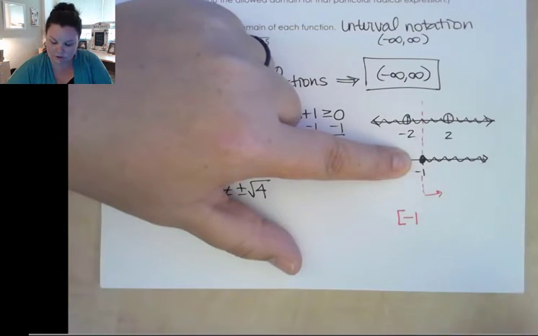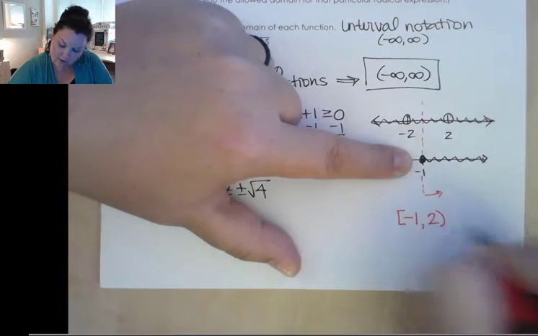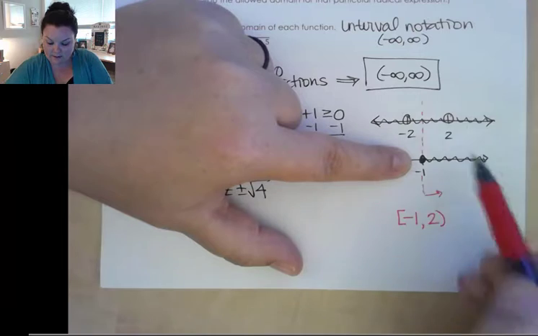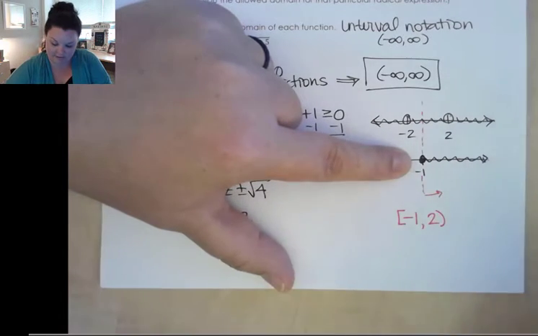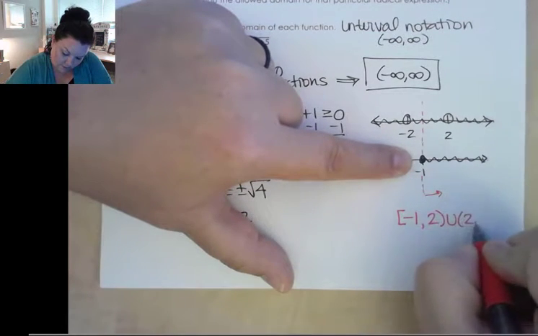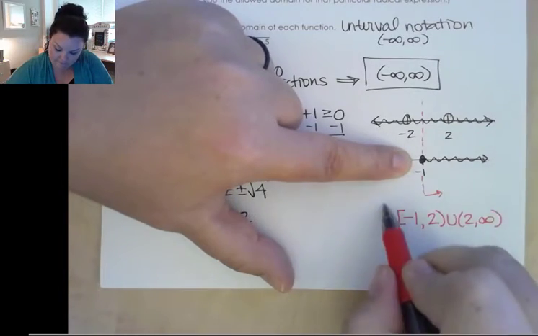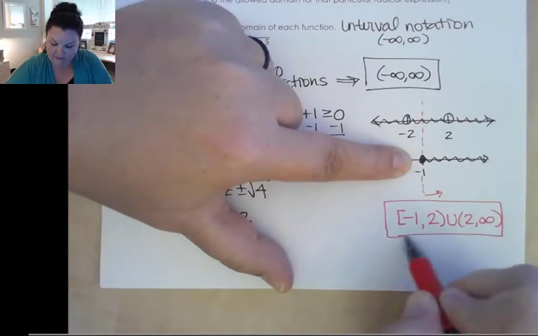And then I can go from negative 1, and they're both shaded until I get to 2, right? It can't equal 2, so I have to take the 2 out with a parenthesis. But then on the other side of 2, we don't have any problems. So 2 to infinity. So this is my domain of this function.